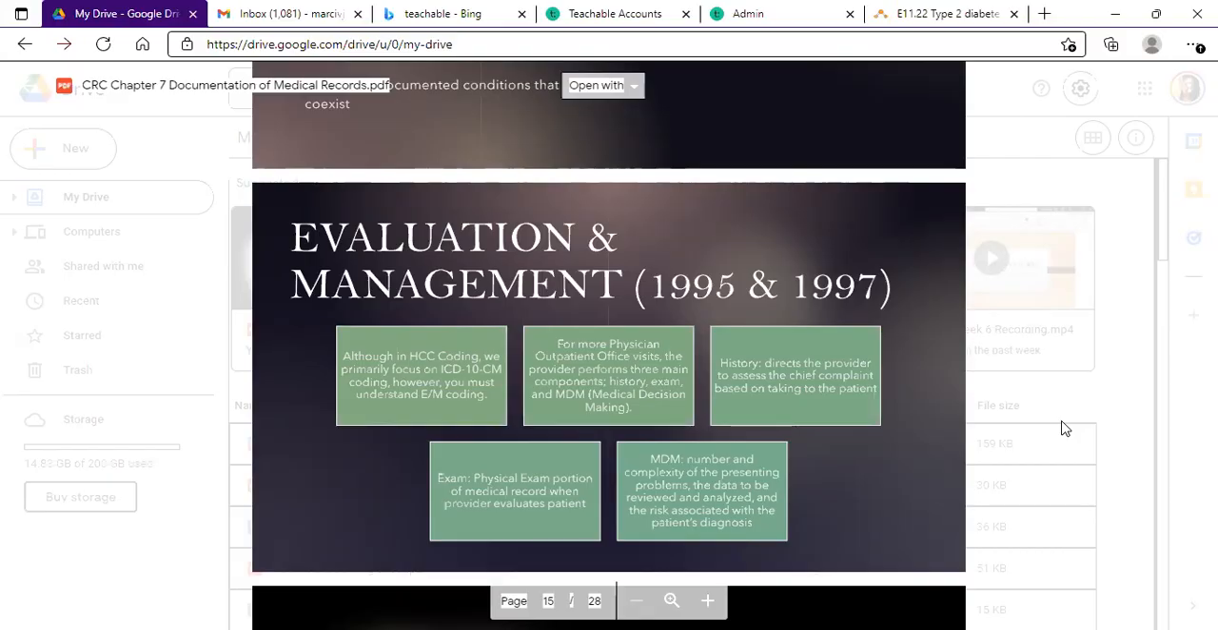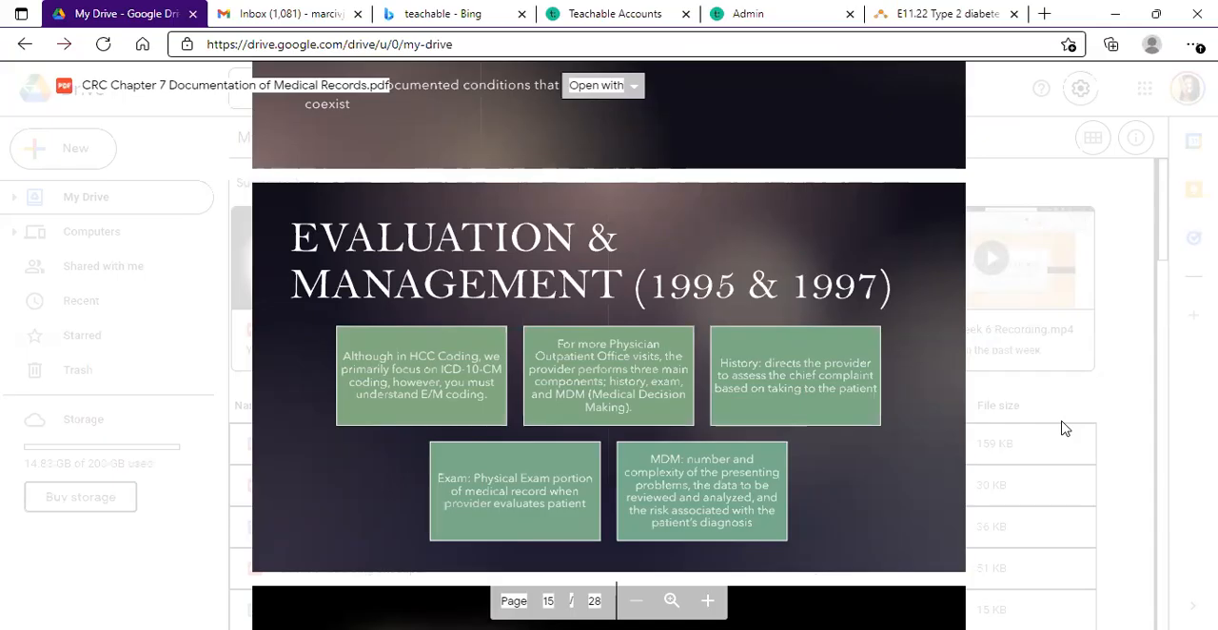So your exam, the physical exam portion of the medical record, is when the provider evaluates the patient. Now we're moving up. I go from talking to you, seeing what's wrong with you, to physically putting my hands on you, checking you out and seeing what's wrong with you.